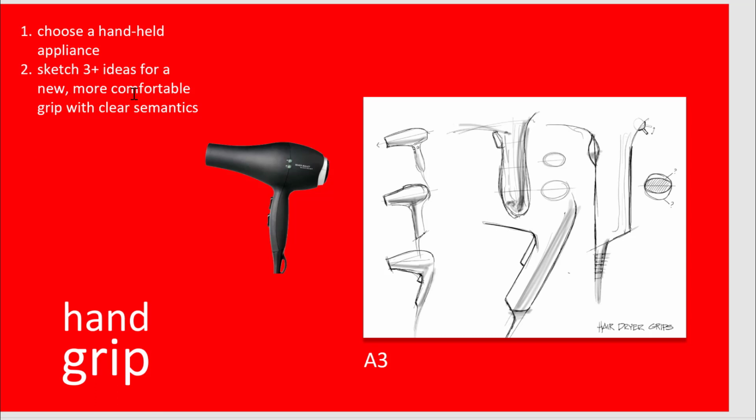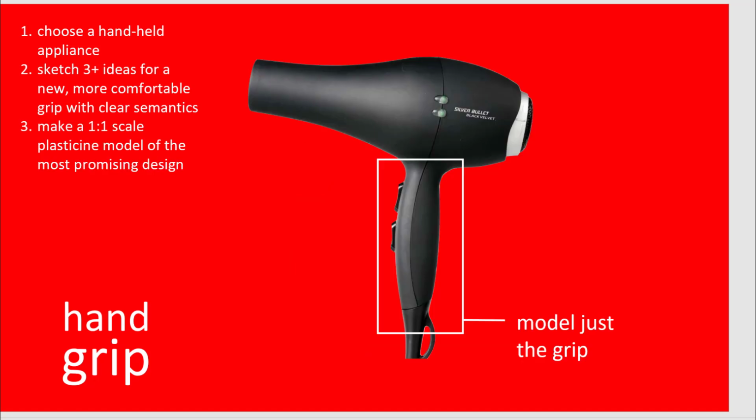Your turn now. Time to start sketching. Make your drawings at least 10 centimeters in size each on your page. Use your sketching skills to quickly iterate some examples of these. After that, when we come back together, we're going to make a 1-to-1 scale plasticine model of the best design you've drawn.